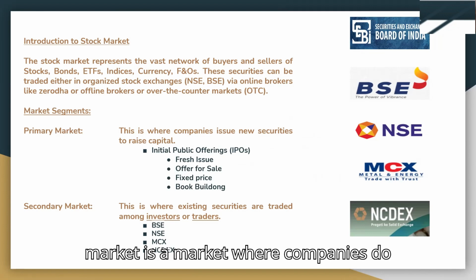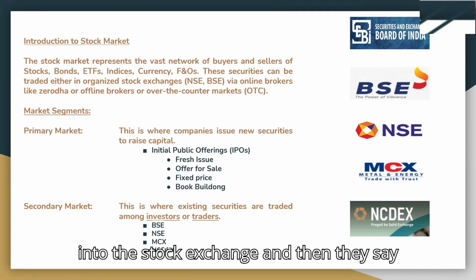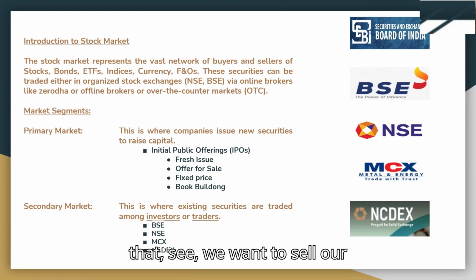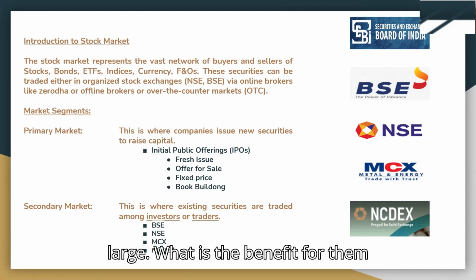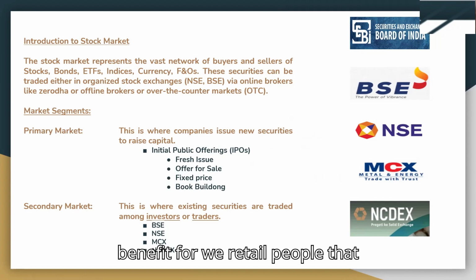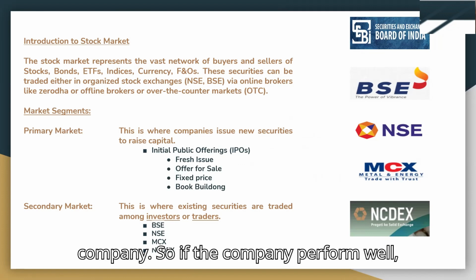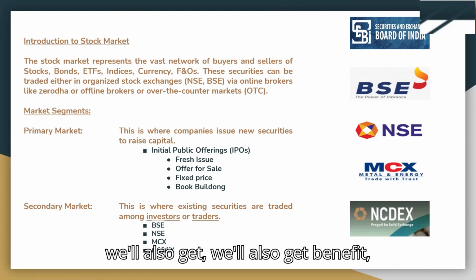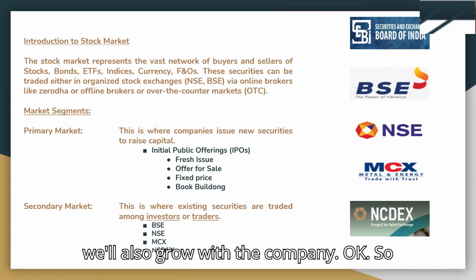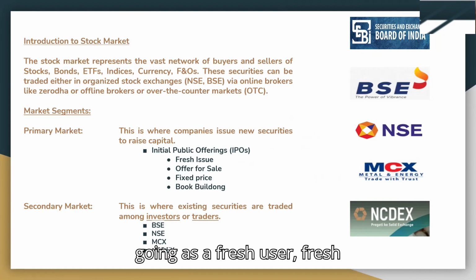Same way, the primary market is where companies come, list their company on the stock exchange, and say, we want to sell our shareholding to the public at large. The benefit for them is that they receive money. The benefit for us retail people is that we get a shareholding in the company. If the company performs well, we'll also grow with the company. So that's the primary market, where I go as a fresh buyer to buy a new security.